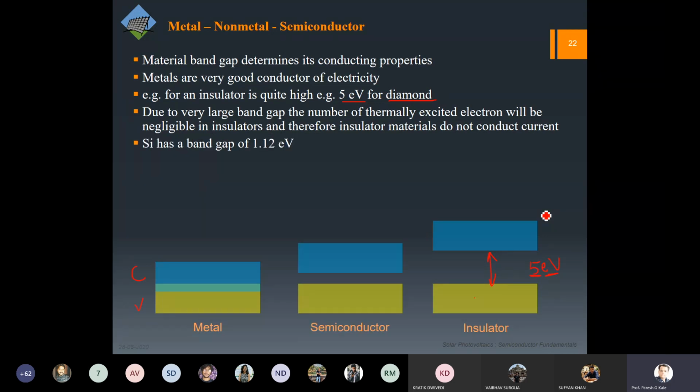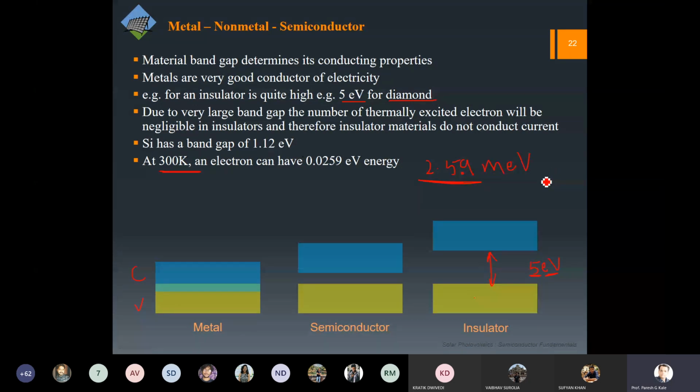So silicon has a band gap of 1.1, 1.2 electron volts. If you calculate the thermal energy at 300 Kelvin, that is at room temperature, it is 25.9 milli electron volt. Do you remember this number from somewhere? Have you come across this number in your diode or electronics somewhere? First year electronics or second year electronics?